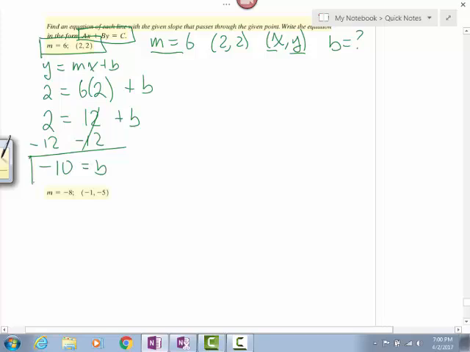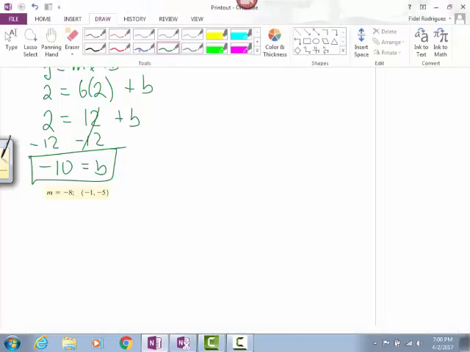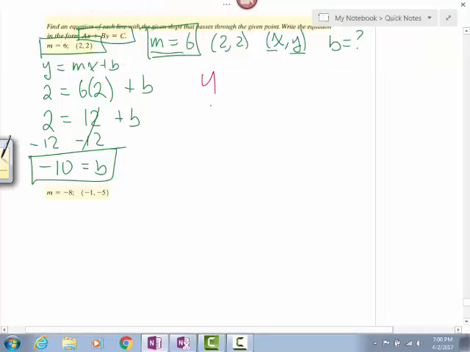All right, so now that I know that my b is negative 10, and we already knew that our m was equal to 6, when I write this equation, y equals mx plus b, I'm just going to fill in the blanks. y equals m, which we said is 6x. b is a negative 10. But if you notice, they want me to write it like this.